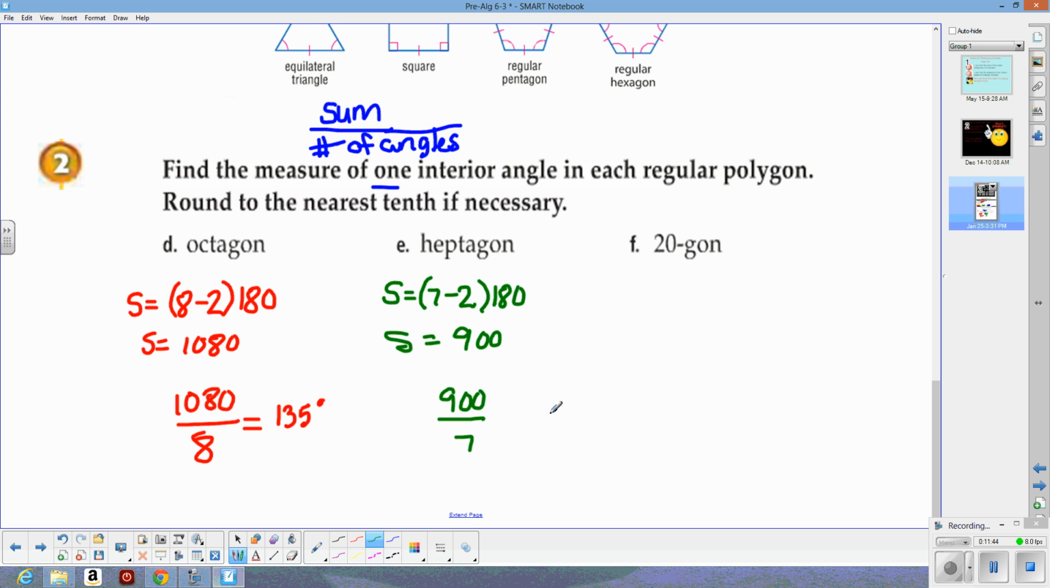And that's going to be about 128.6. It turns out to be a real ugly number on your calculator, so we're just going to round it to the nearest tenth. 128.571 and so on, it keeps going with some different numbers on the calculator. So to the nearest tenth, it's going to be 128.6, because we're going to round up in this case, degrees.